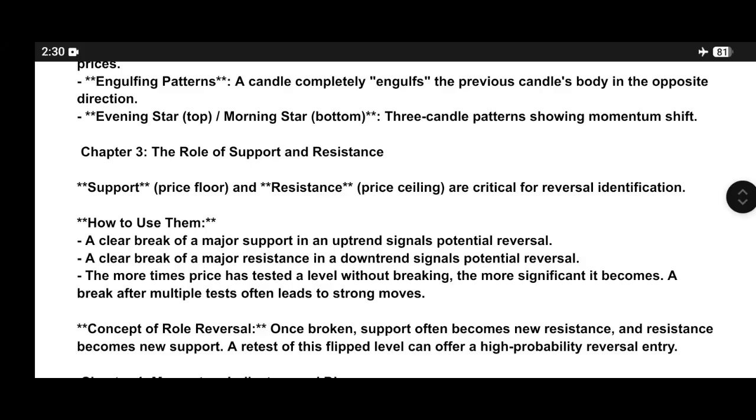And how to use support and resistance, very useful in identifying a reversal. Number one: you need to have a clear break of major support in an uptrend, signaling a potential reversal. Number two: you need to have a clear break of a major resistance in a downtrend, signaling a potential reversal. Number three: the more times price has tested a level without breaking, the more significant it becomes. A break after multiple tests often leads to a strong move.